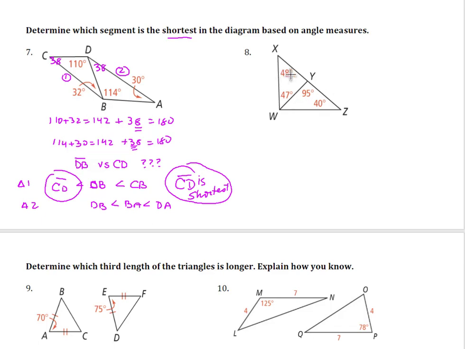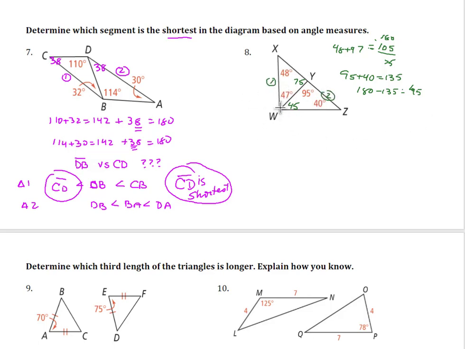The same idea for number 8. We need to find out what those missing angles are. 48 and 47 is 105, so that gives 75 degrees for that angle at Y. And then for the angle at W, WYZ, we find out that that's 45 degrees.